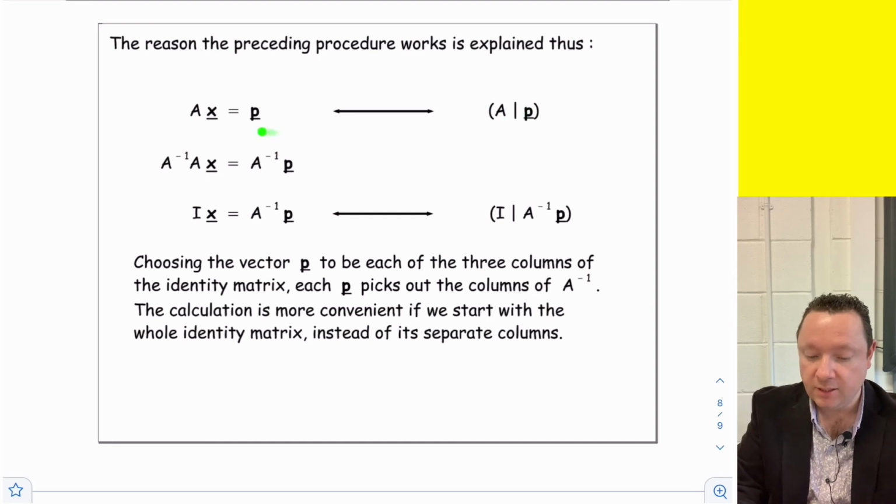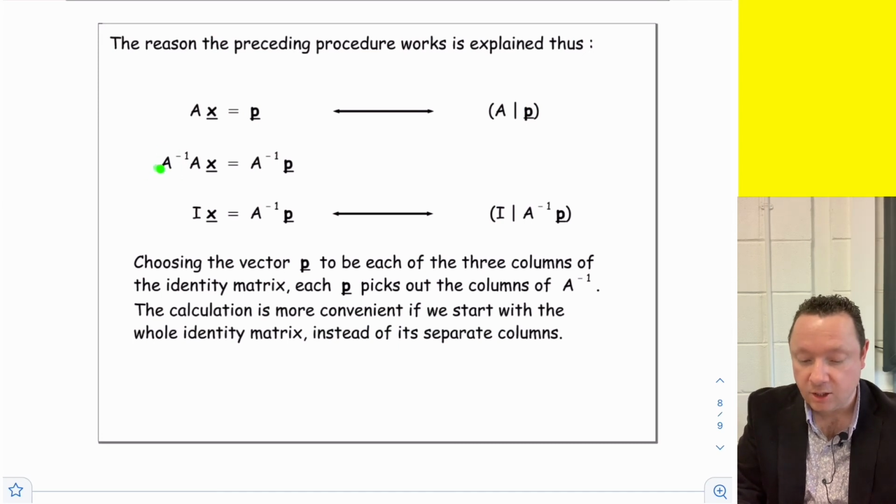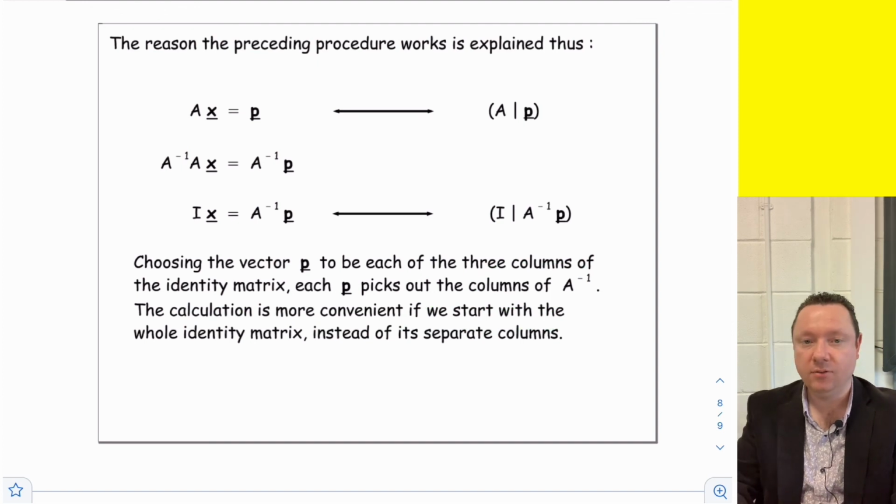Now if we multiply both sides of this equation by the inverse of A, we get A inverse A x equals A inverse p. But that gives you the identity on this side times x equals the inverse of A times p. Now in augmented form, that means we've got the identity augmented by A inverse p. Now if we choose the vector p to be each of the 3 columns of the identity matrix, then p essentially picks out the columns of the inverse of A. So the calculation is more convenient, of course, if we start with the whole identity matrix instead of separating it out into separate columns, which is why we did that in the previous example. Hopefully that gives you some sort of justification for this.